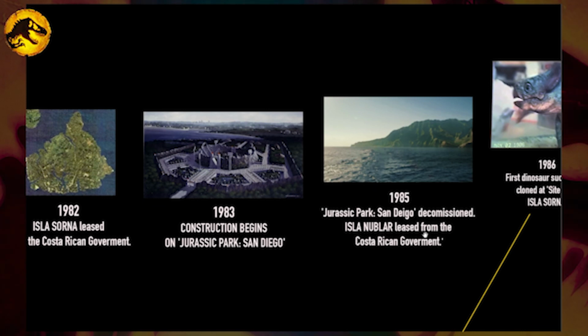Isla Nublar is actually leased from the Costa Rican government. So a neighbouring island to Isla Sorna is leased, and John Hammond decides we need to start building a park on another island because the scope of this project is far too big. And so Jurassic Park San Diego is decommissioned and left abandoned on the InGen waterfront complex.